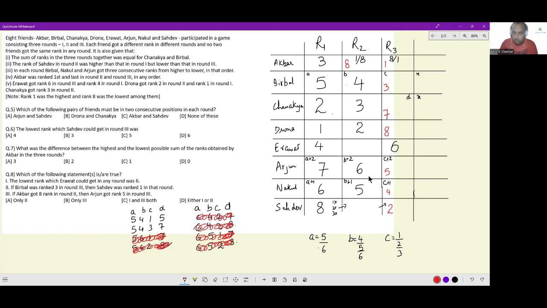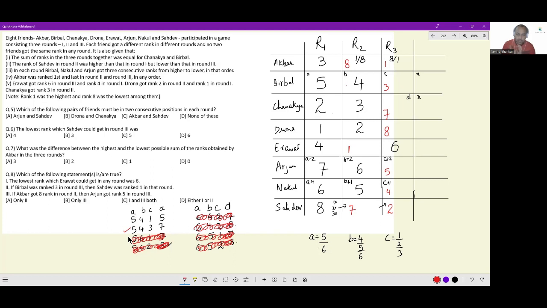Now for round 2, what all ranks are left? 1 is left, but 1 cannot go to Sahdev. If 1 goes to Sahdev, 2 would not be an improvement upon it. So 2 goes to Eravat. 1, 2, 3, 4, 5, 6. The only rank left here is 7. And this is an acceptable case. This is the first acceptable case that we have found.